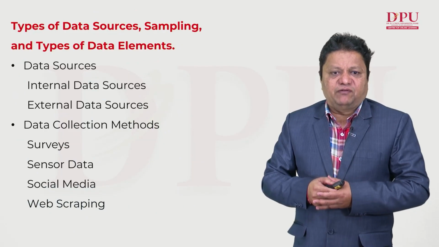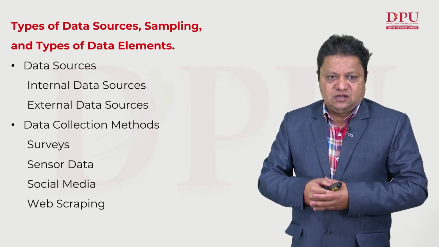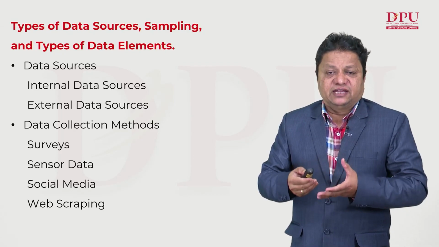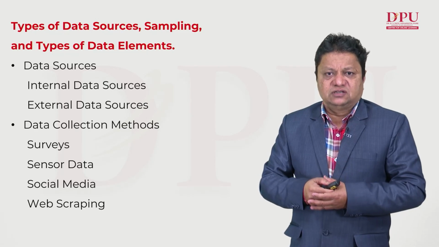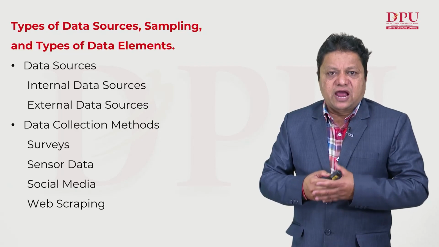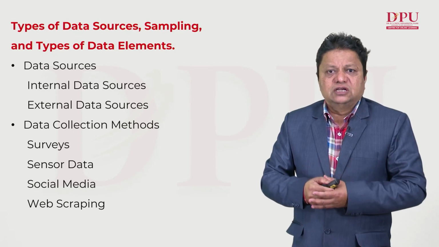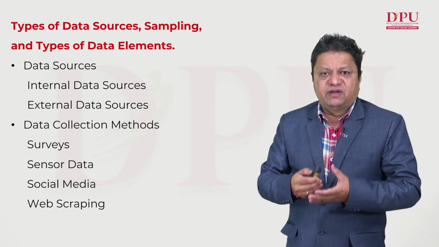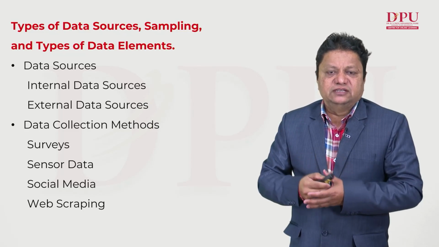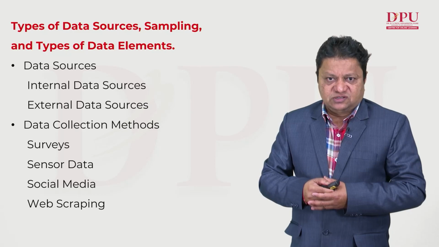Now, let us look at the types of data sources, sampling and types of data elements. So, when I talk about the data sources, it can be internal data sources, it can be external data sources. Internal data sources like your books of accounts, your reports, your journals, your annual report, your balance sheet, all these are the internal reports. External data is available on the internet, on the web, in the newspaper, in external journals, in seminars. So, all these can be used as external data sources.